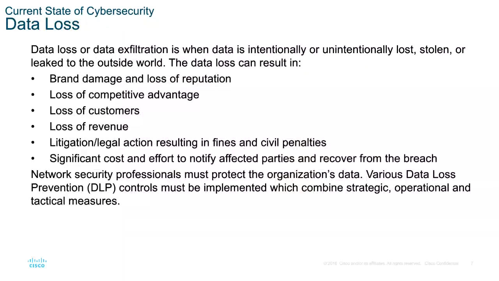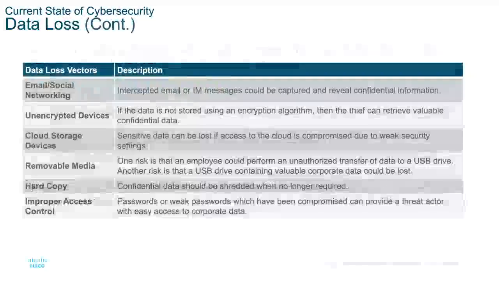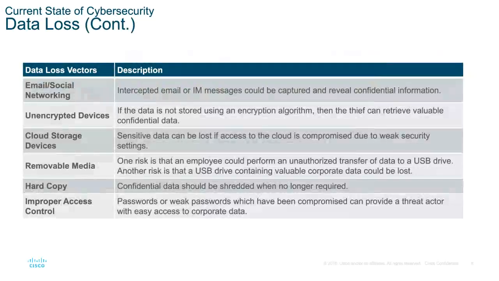Okay, so what we're going to look at is data loss prevention controls to be implemented on strategic, operational, and tactical levels to counteract the potential loss. So where can this data loss occur? It can go via email and social networks, so it can be intercepted and revealed.